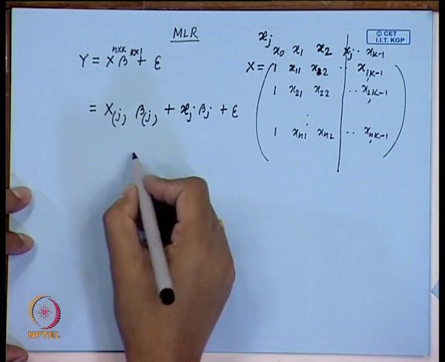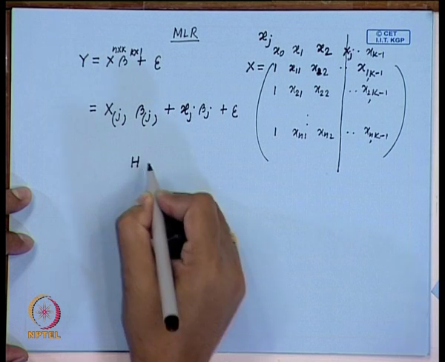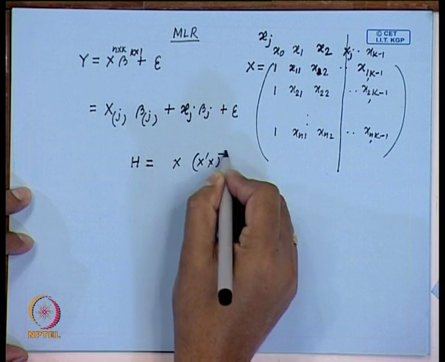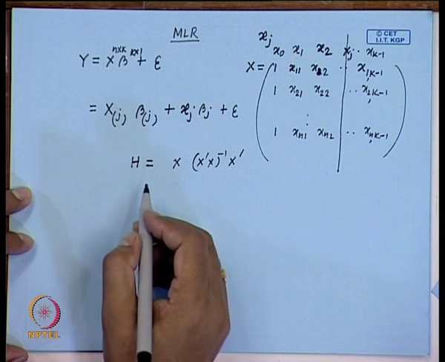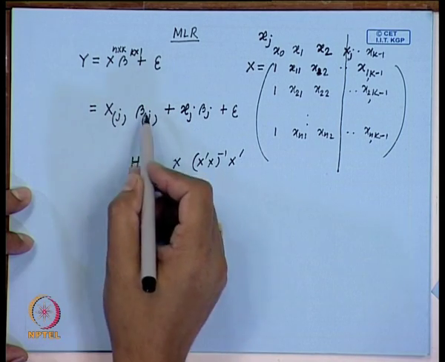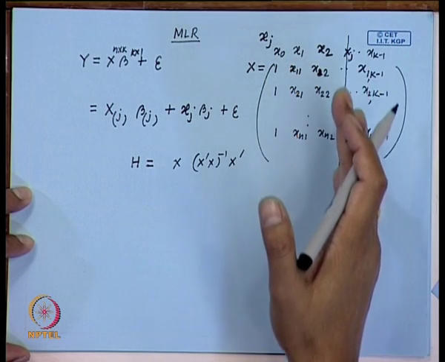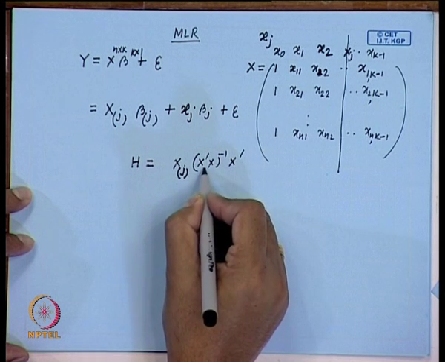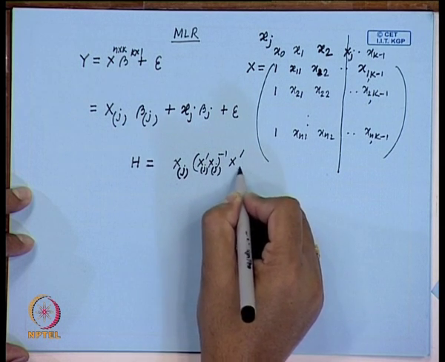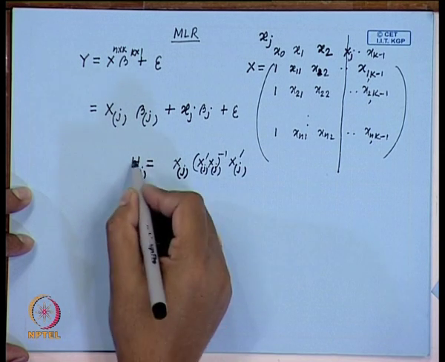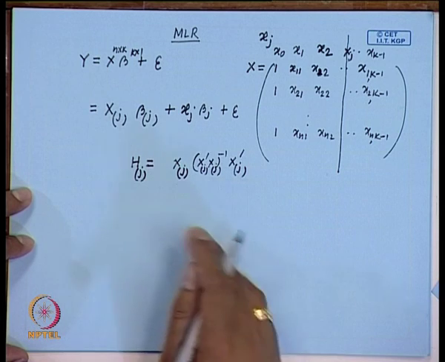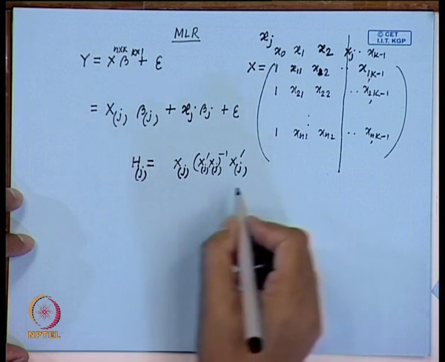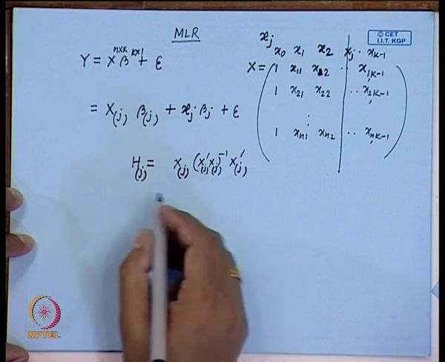Well, and also we know about the hat matrix. If this is the model, then the hat matrix is H equal to X(X'X)^-1 X'. But if I consider only this part, if I just remove the jth regressor from the model, then this is called H_j. Okay, so this is my H_j. Now, what I will do is multiply this. This is a symmetric idempotent matrix.